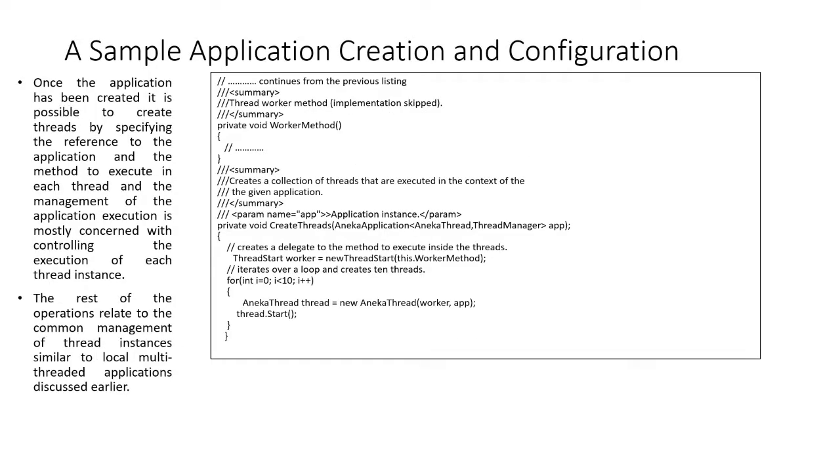Once the application has been created, it is possible to create threads by specifying the references to the application and the methods to execute in each thread. The management of the application execution is mostly concerned with controlling the execution of each thread instance. The rest of the operations related to the common management of thread instances are similar to the local multi-threaded application discussed earlier.